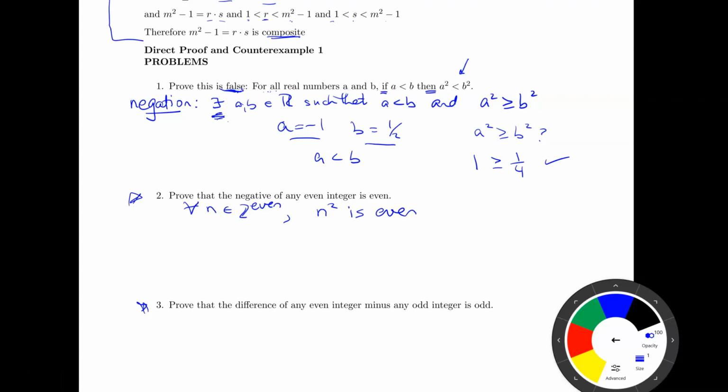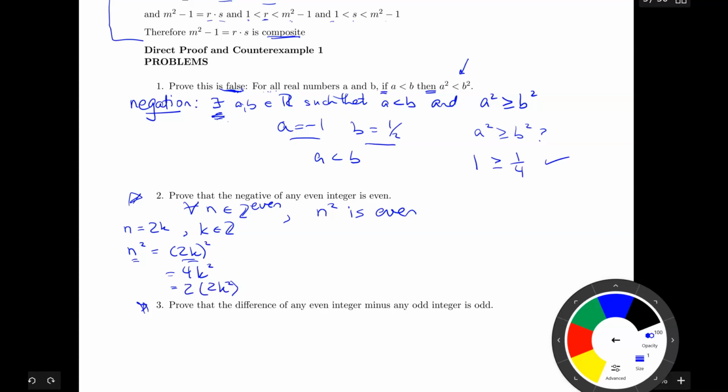Okay, so I'm going to start off with the definition. Since n is even, n can be written as 2k, where k is an element of the integers. So then n squared will be (2k) squared. You have to start off with this, make the substitution. This is 4k squared, and then I just have to rewrite it so I can say it's 2 times something.